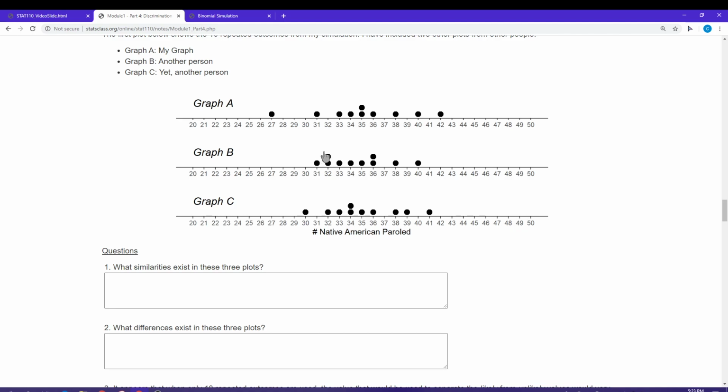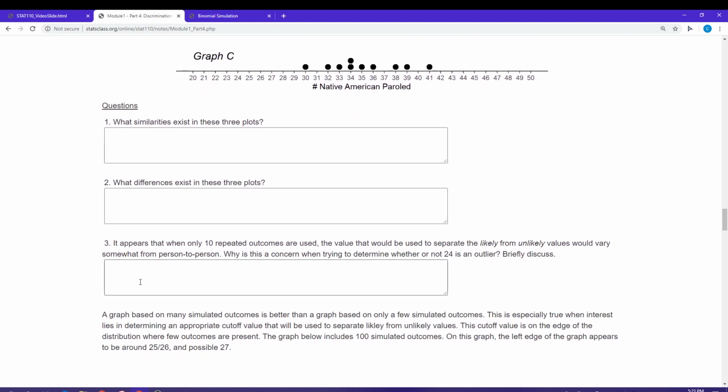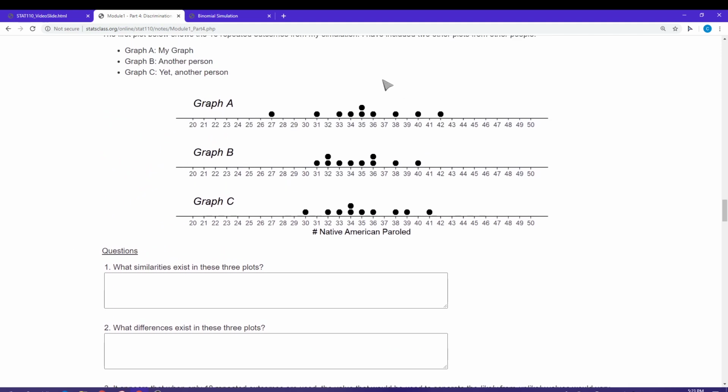So again, we're very interested in the edge of this reference distribution. And if I don't use a lot of repeated simulations, it's going to be hard for me to define where that edge is at. So the moral of the story here regarding question 3 is that you're going to want to use more than 10 repeated outcomes when trying to determine what an unlikely value is.